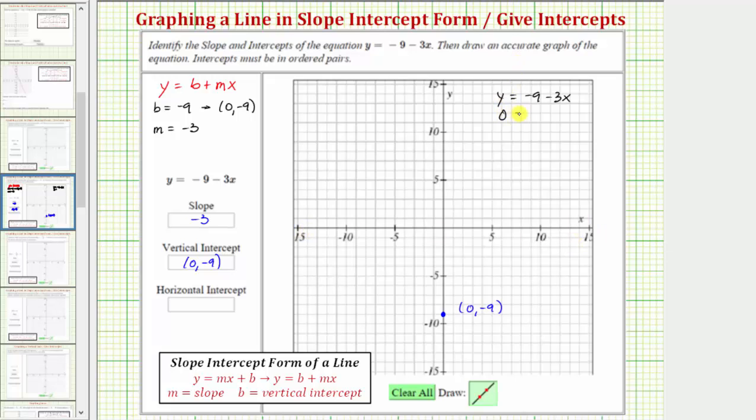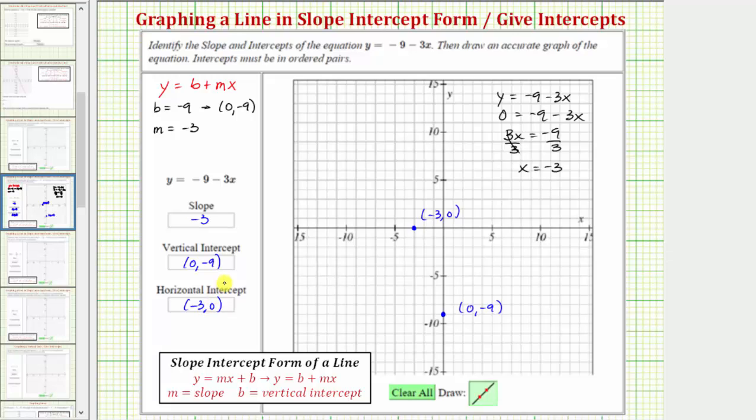So we'd have 0 equals -9 minus 3x. Let's add 3x to both sides, which would give us 3x equals -9. Divide both sides by 3 to solve for x. So we have x equals -3, which means a line crosses the x-axis or horizontal axis at x equals -3, which would be this point here. Notice how the ordered pair for this point is (-3, 0). So we do enter (-3, 0).